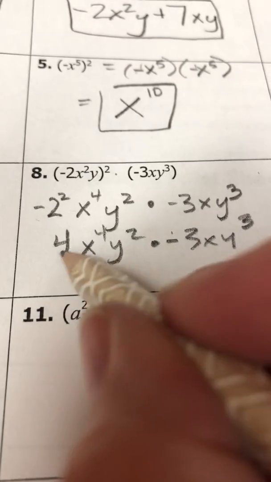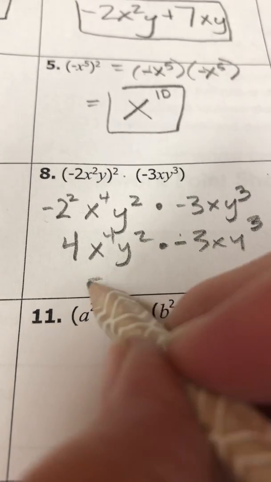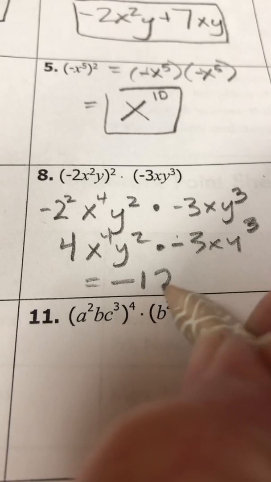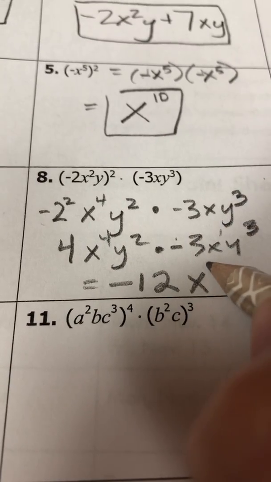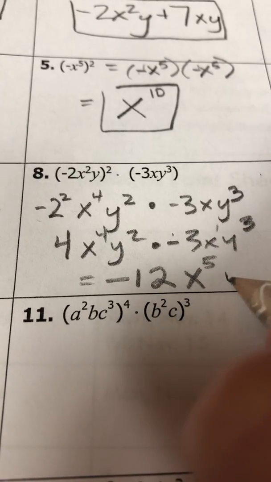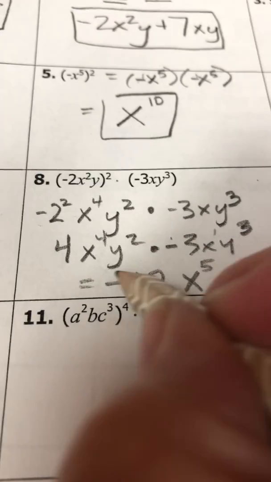And now I'm going to multiply 4, the coefficient, to negative 3. I'm going to end up with negative 12. I have 4 and I have 1, so x to the 5th. And then I have y to the second plus the third is y to the fifth. And that's done. 9.